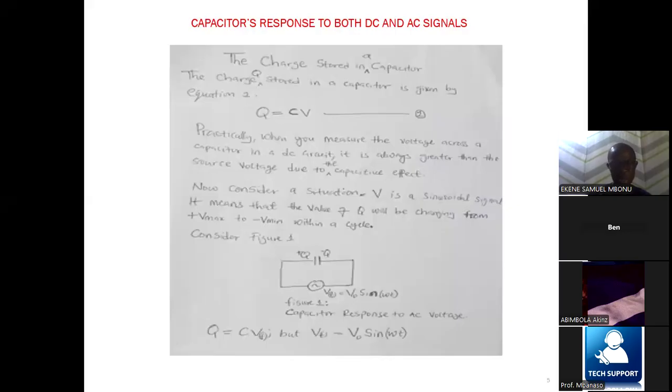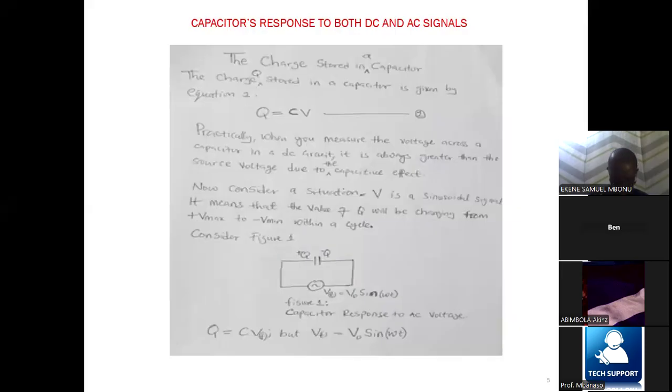Now let's consider an AC situation. Consider a situation where V is a sinusoidal signal now. What it means is that the value of Q will be changing from positive maximum to negative minimum within a single cycle. So we have V(t) is equal to V0 sine wt. This is our basic physics. And then Q will be equal to CV(t).